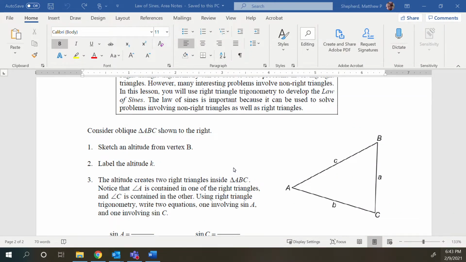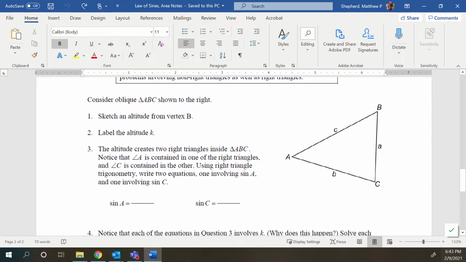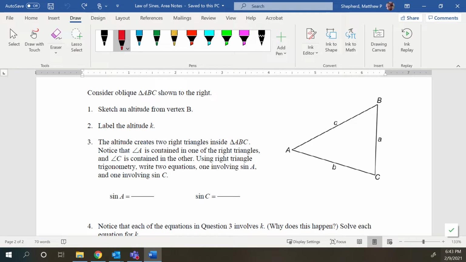Right now I'm going to be showing you and teaching you about the law of sines. First, what we're going to do is go through the proof of the law of sines, where the law of sines comes from. Now, the law of sines is a relationship between angles and sides that can work with any triangle.